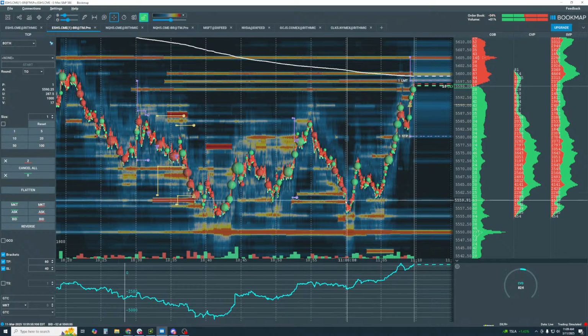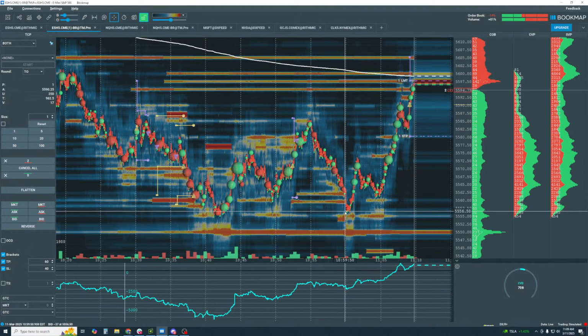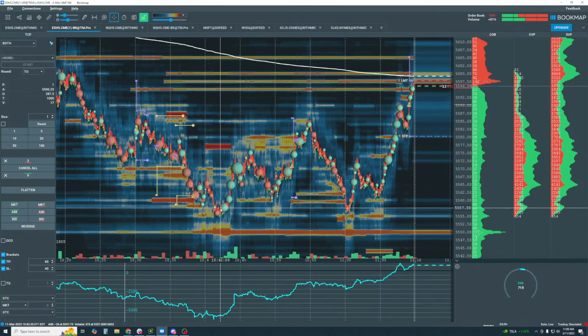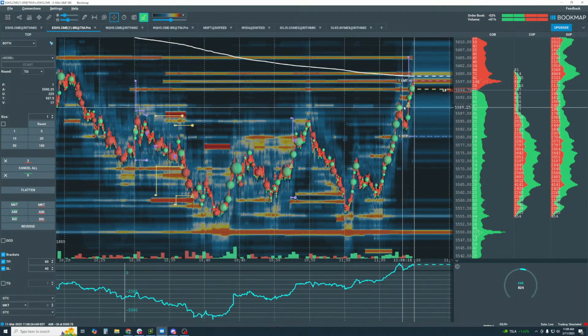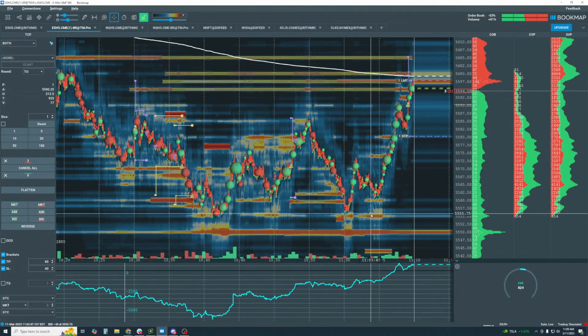But look at this down here. Look how much we traded down here. Very little, on the sell side. What about down here? Very little as well. It's mostly buyers who came in here. So we're seeing a move and a trend reversal here to the upside.